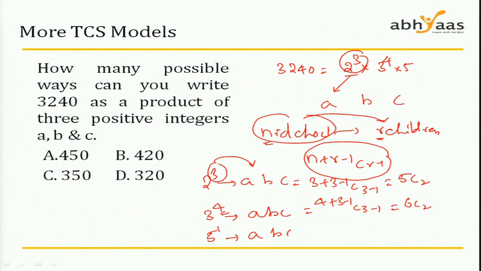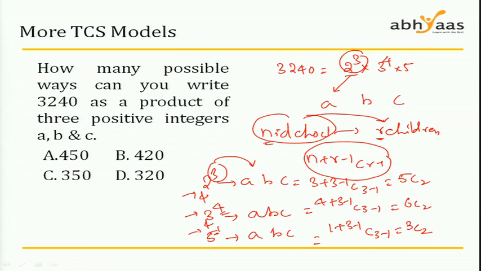And the last one is, you have 5 power 1, which has to be distributed among A, B and C. Again, it can be distributed in different ways. In how many ways can you do this? One thing has to be distributed among 3, n value is 1 and R value is 3. So 1 plus 3 minus 1, C 3 minus 1. So 1 plus 3, 4, 4 minus 1 is 3. So that is 3C2.